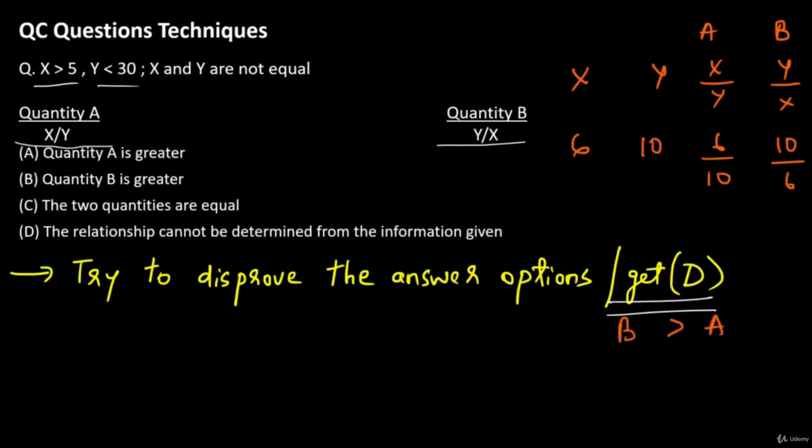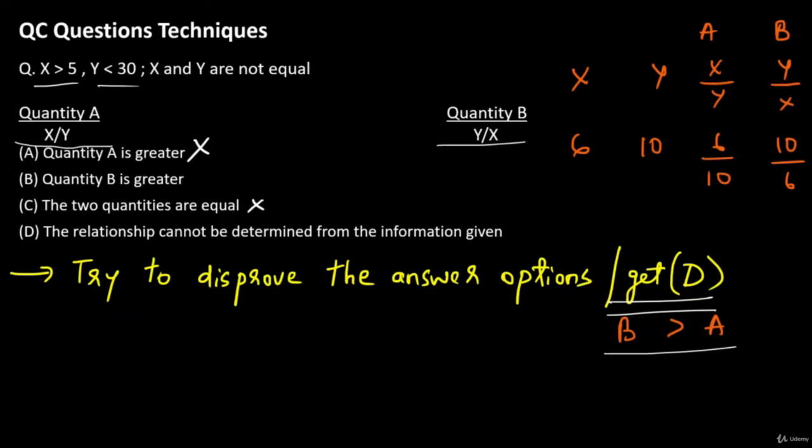All right, now let's try to create a scenario where this is not the case. That should be our aim, right? Now remember, when you got B as greater than A, directly you have eliminated half of the options. That is, it cannot be answer option A and it cannot be answer option C.